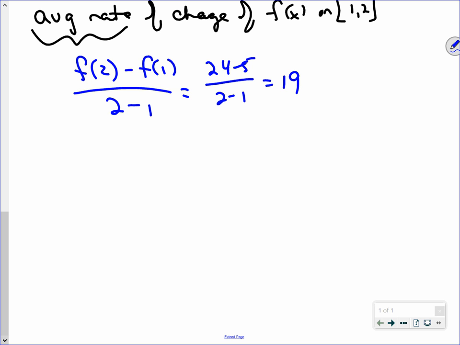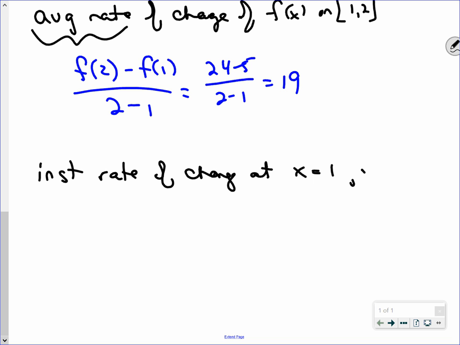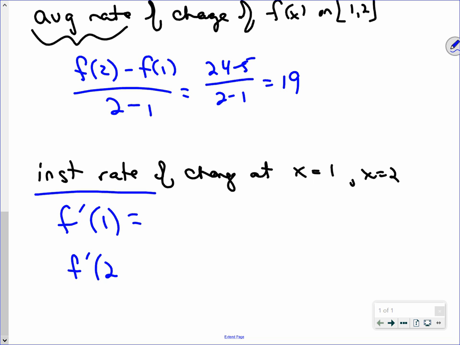All right? Compared to, find the instantaneous rate of change at x equals 1 and then at x equals 2. Two different answers. Okay? So this question, instantaneous rate of change, is telling you to find the derivative and plug in whatever number that you've been asked to plug in.